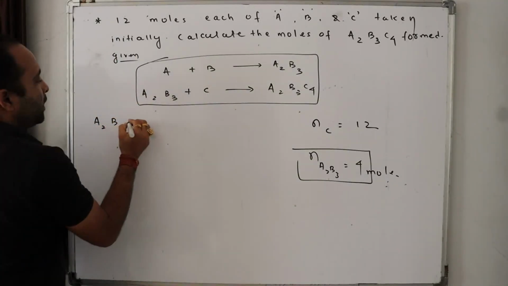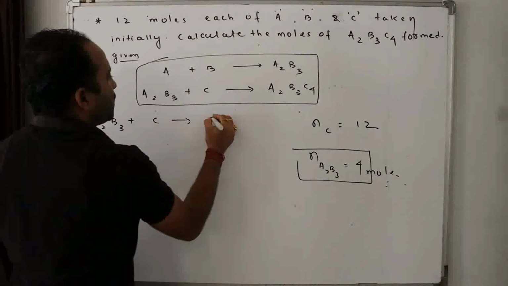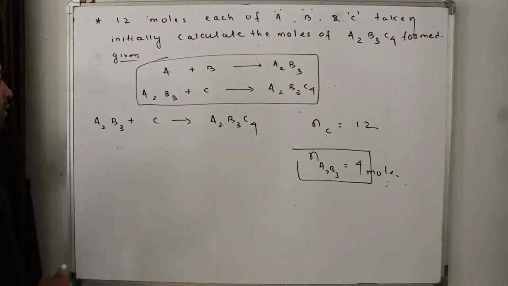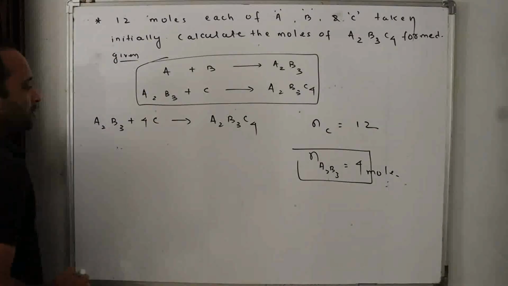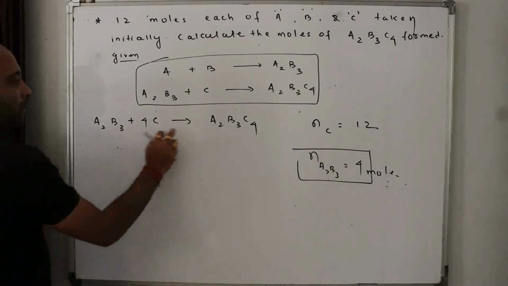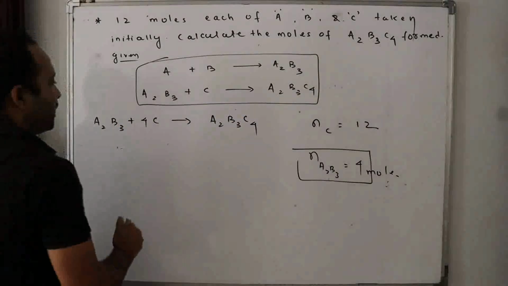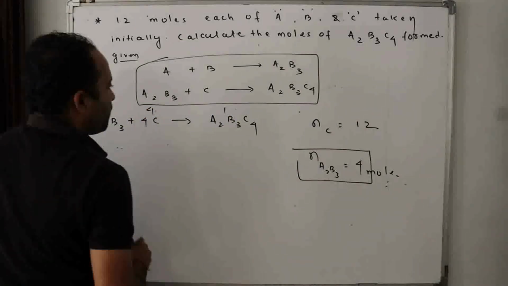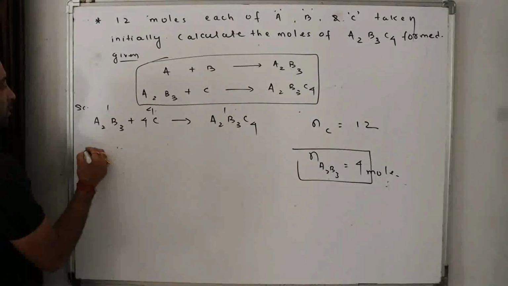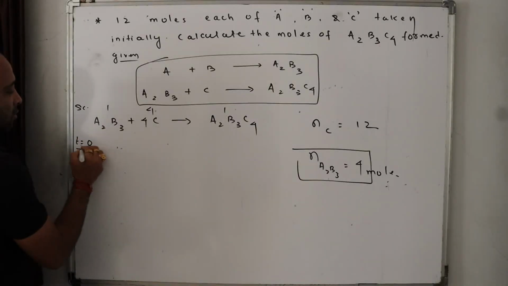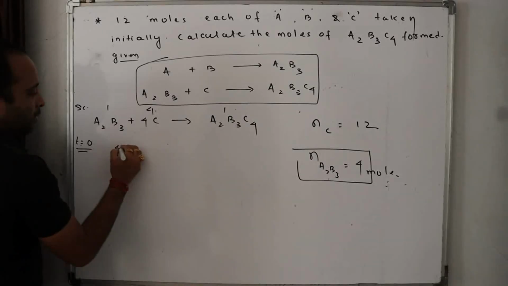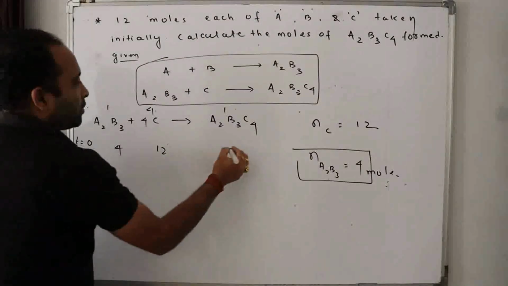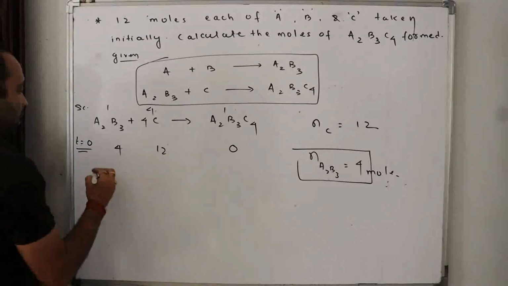Now, what is this? A2B3 plus C gives rise to A2B3C4. Now look here. How to balance this equation? 4 moles of C. Now A2B3 plus 4C gives A2B3C4. Done. What is the stoichiometric coefficient here? 1, 4, here 1. How can I go for mole-mole analysis? Achha. First, initial, T is equal to 0. How much A2B3 is taken? I found out now, 4 moles. C, already given in the question, 12 moles. This one, 0.